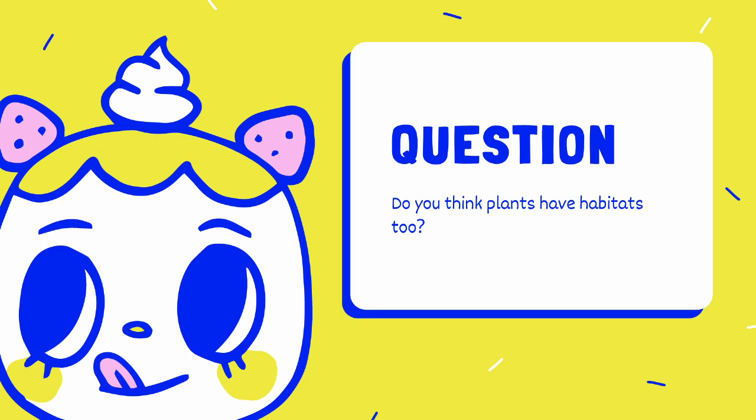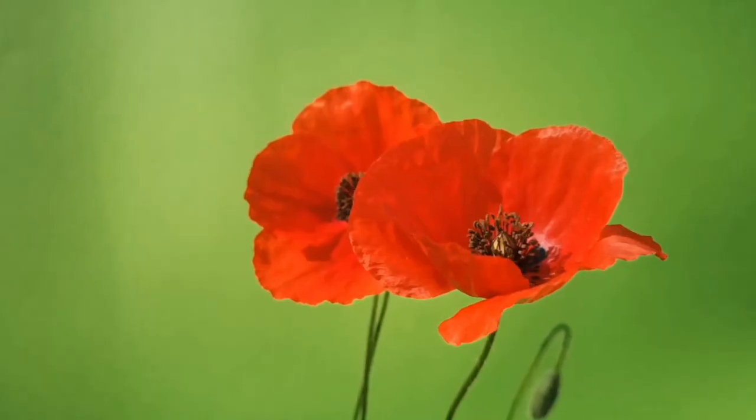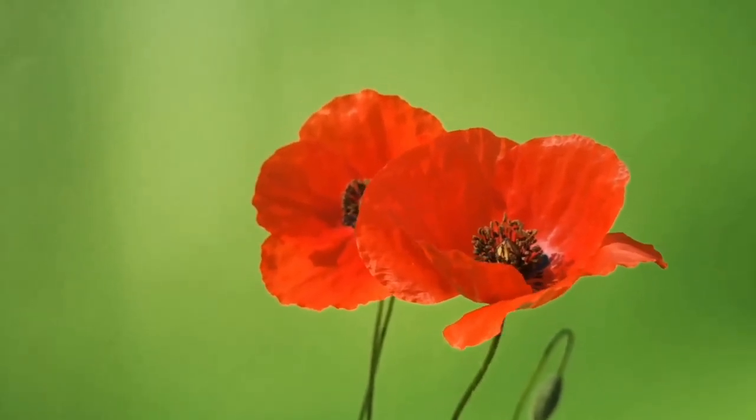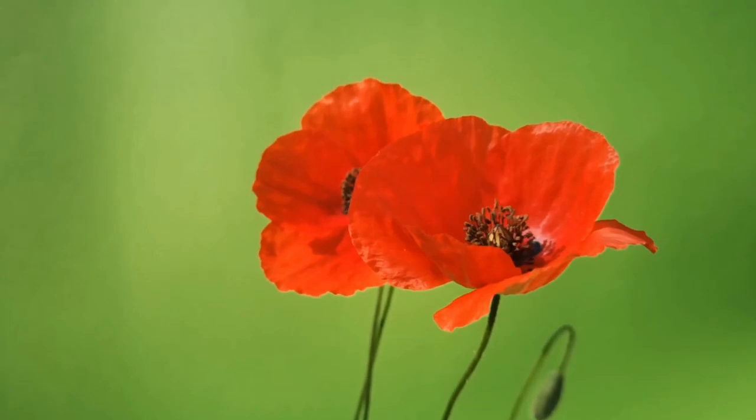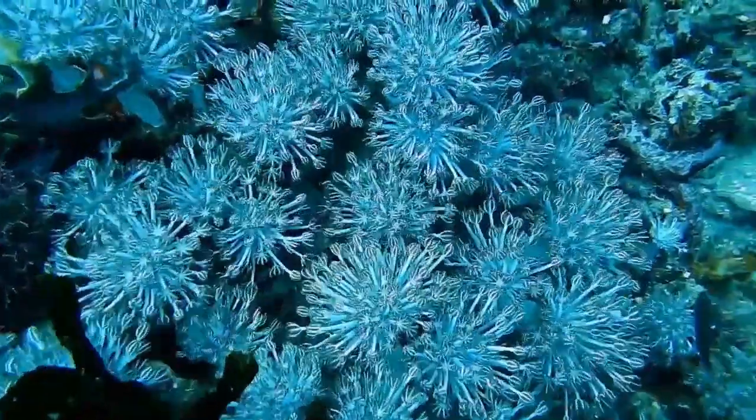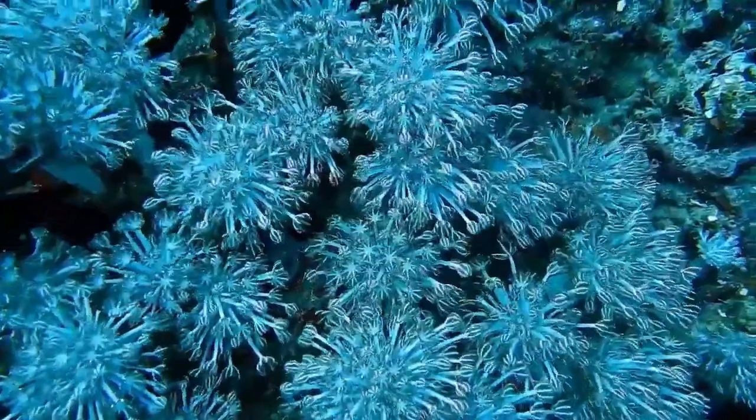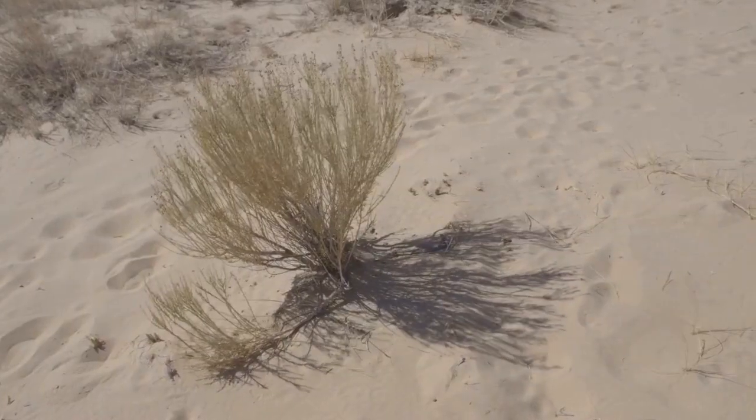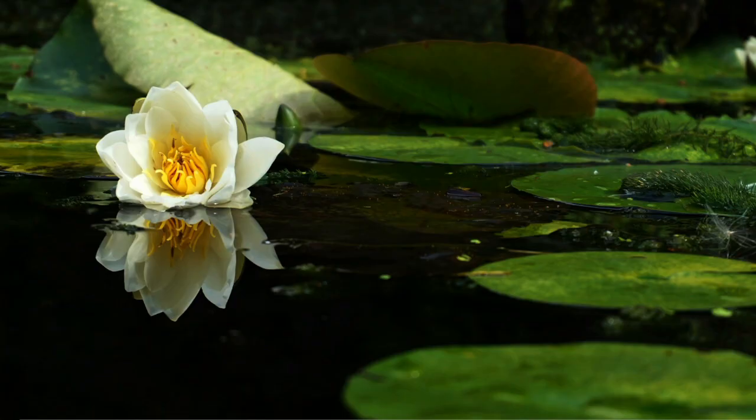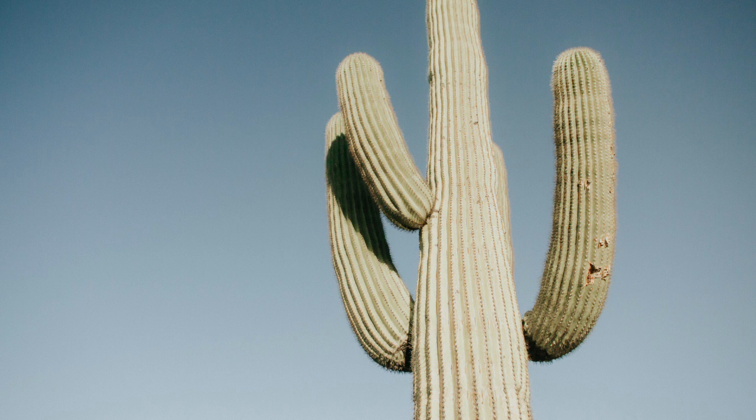Now, do you think that plants have habitats too? If your answer is yes, you are correct. Plants survive best in their natural environment. Some can survive in water, whereas some prefer the desert. For example, the water lily and the cactus. Some like lots of sun, some do not, and so on.